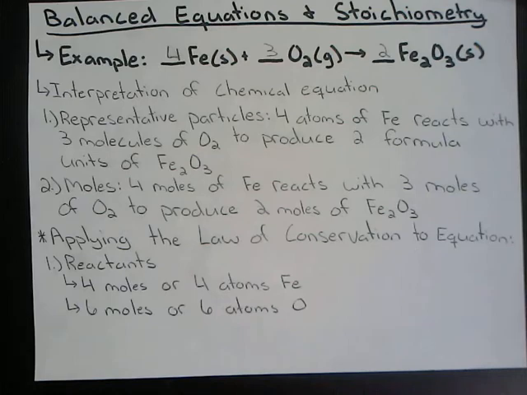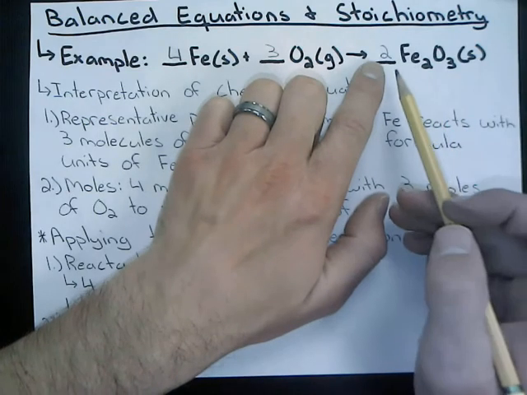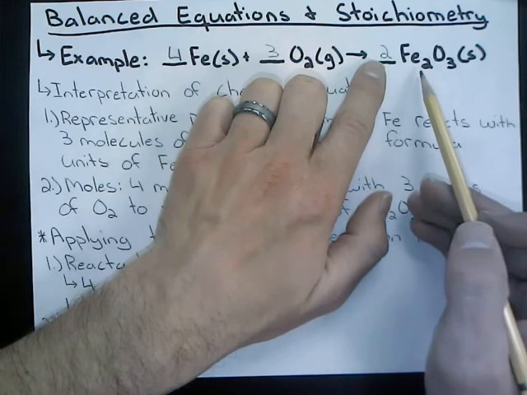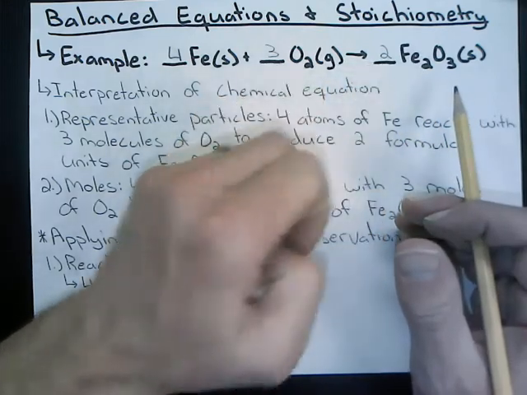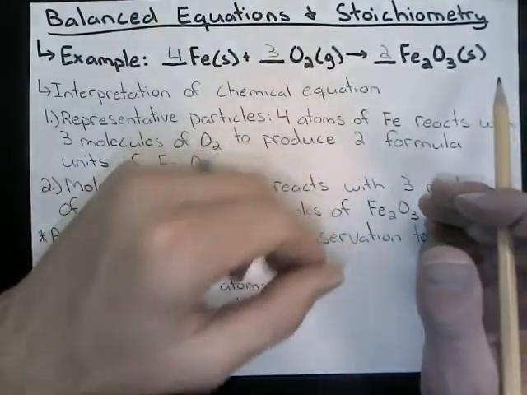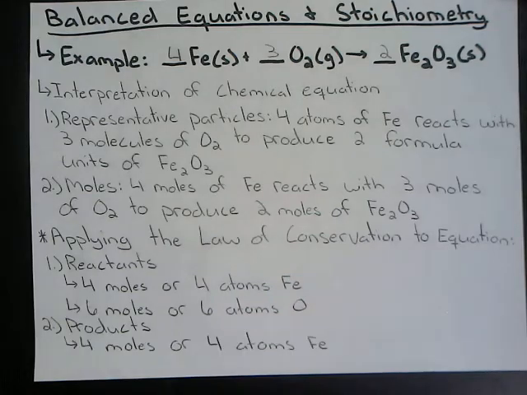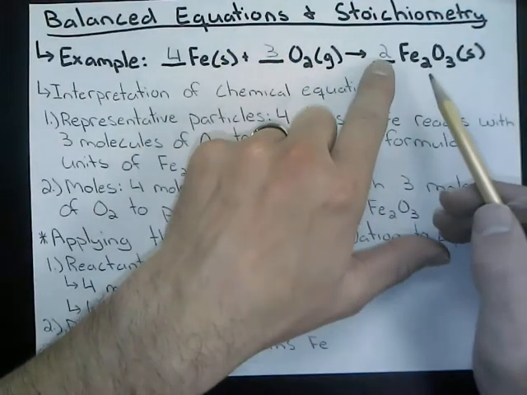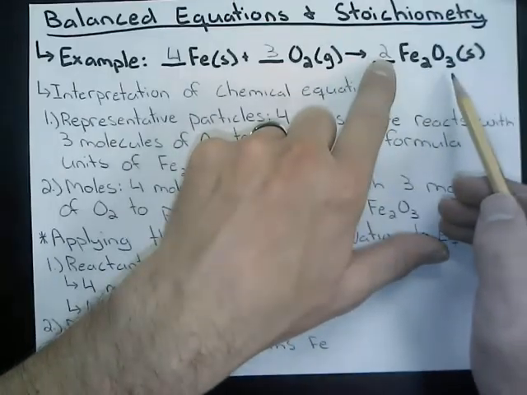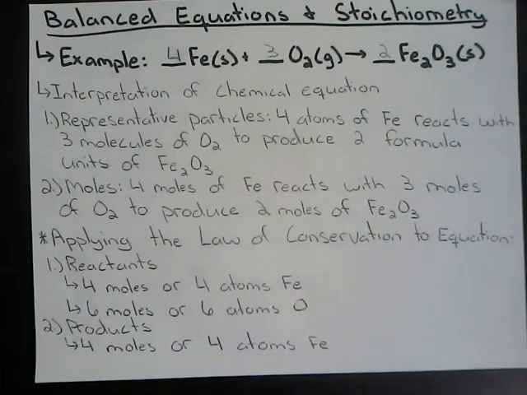Now we need to talk about our products. On the product side, we're going to do a very similar thing. We have 2 times 2, so that means 2 moles of Fe2, 2 times 2, 4 moles of Fe, or 4 atoms. And then we do a very similar thing here. We have 2 times 3, which is a total of 6 moles or 6 atoms of oxygen.